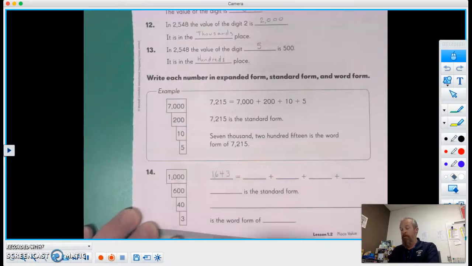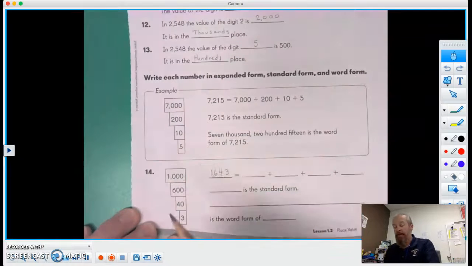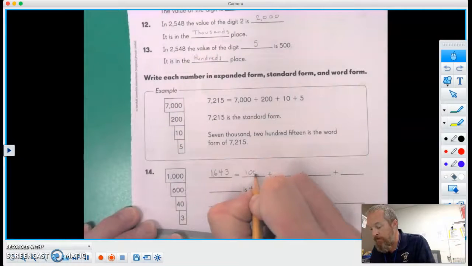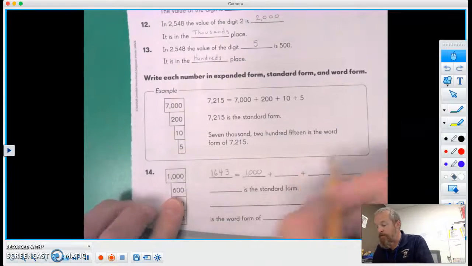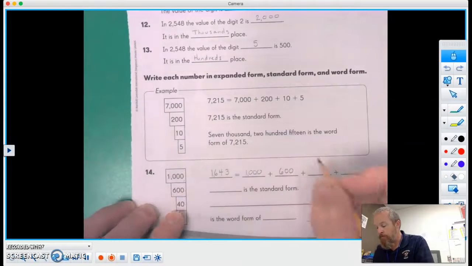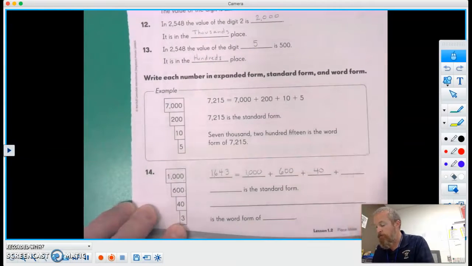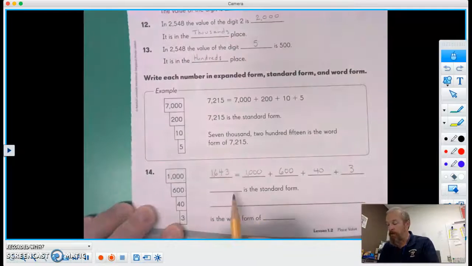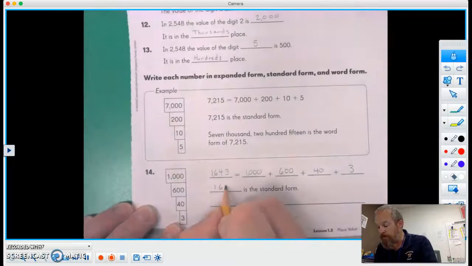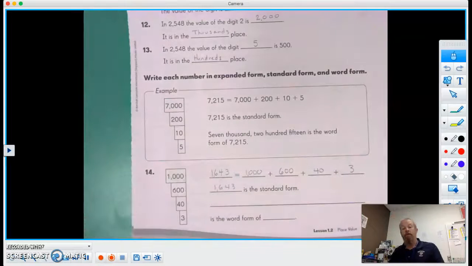Now we're going to break it back up into expanded form. So we have 1,000 plus 600 plus 40 plus 3. So 1,643 is our standard form.